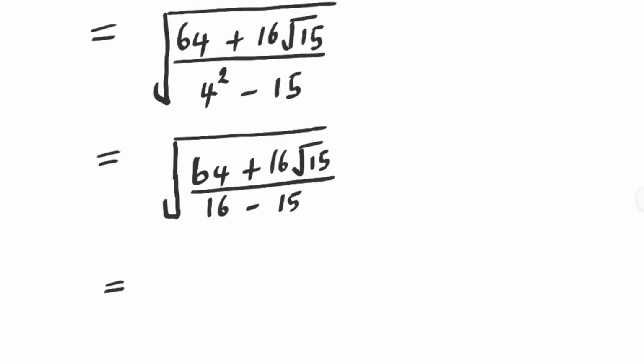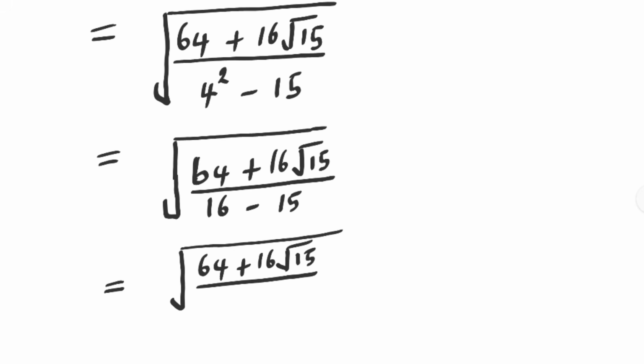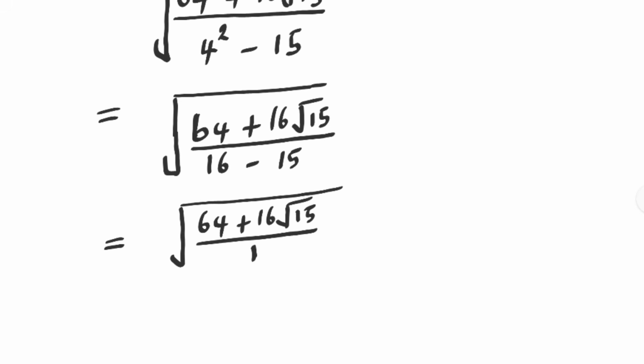Then this is equal to square root of 64 plus 16 root 15 over 16 minus 15, and this is 1. Then if you divide 64 plus 16 root 15 by 1, we have square root of 64 plus 16 root 15.